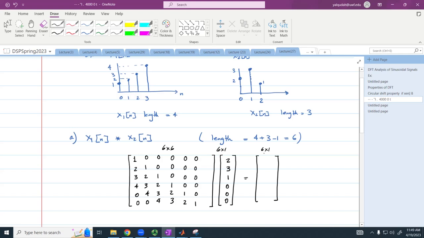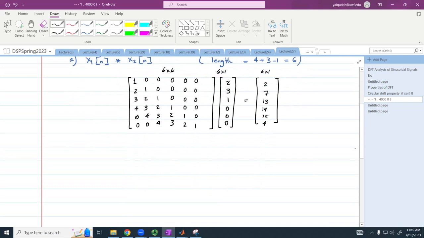We could have done the table, which is equivalent to this. We take the first sequence, then push it by 1 and put it here. Push it again, and what comes in is a 0. So we're not rotating, we're just pushing in. If we multiply it, we get 2, 7, 13, 19, 15, and 4. So this is our linear convolution.